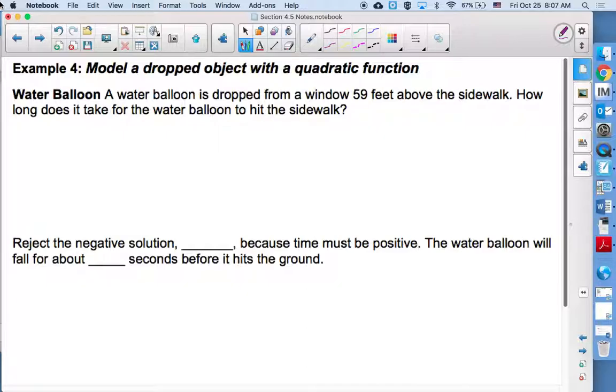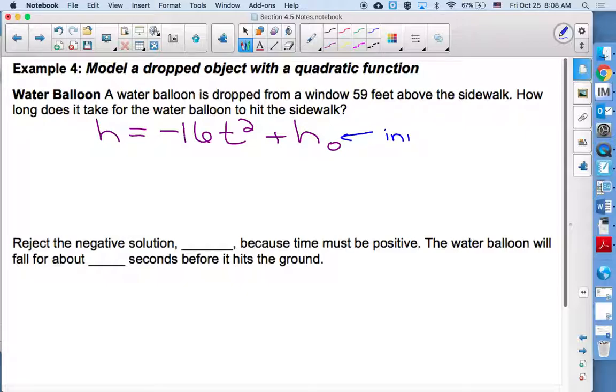So we have a formula for any object that is dropped. And this is just a dropped object. In the next section, we'll talk about a thrown object. And that formula says h equals negative 16t squared plus another h with a little 0 as a subscript. I'm going to tell you what everything means here. So this is our falling object model. If something is just falling or being dropped, this is the model that we use.